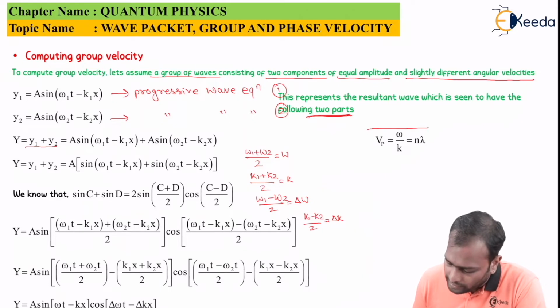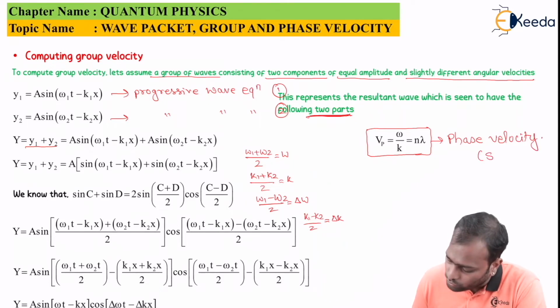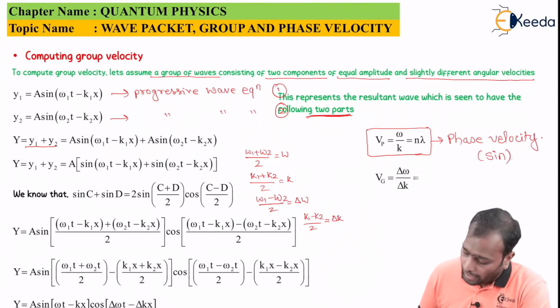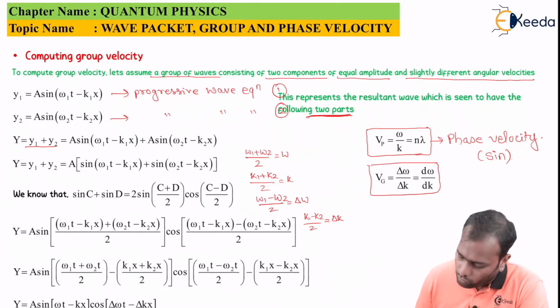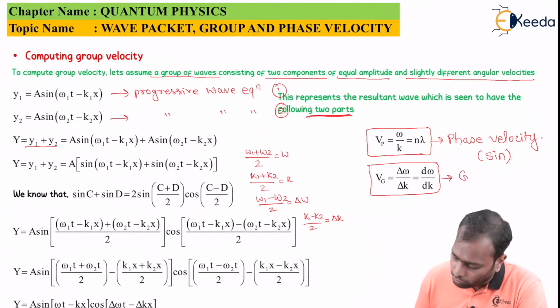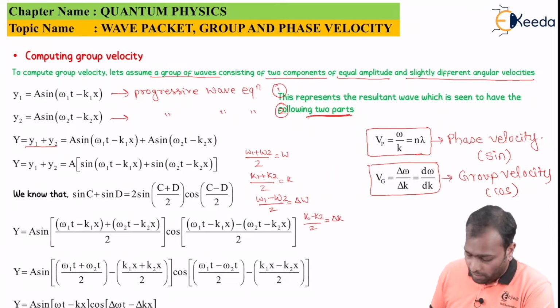Here, Vp is equal to omega by k, which is the phase velocity. Do remember, this is the phase velocity, and this is obtained by the sinusoidal part. And this is the group velocity, which is d omega upon dk, and this is obtained by the cosine part. So basically now this wave is composed of two parts, sine part and cosine part.